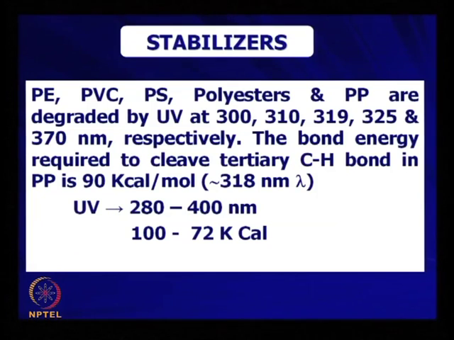Here you see why: the degradation wavelength is 370 nanometer, which is there in sunlight. So, polypropylene is not stable, and polyethylene is a little better because polyethylene degrades at around 300 nanometer, which is a very small fraction in sunlight, but around 370 is present in sunlight. The bond energy required to cleave the tertiary carbon-hydrogen bond in polypropylene is 90 kilocalories per mole, around 318 nanometer wavelength.